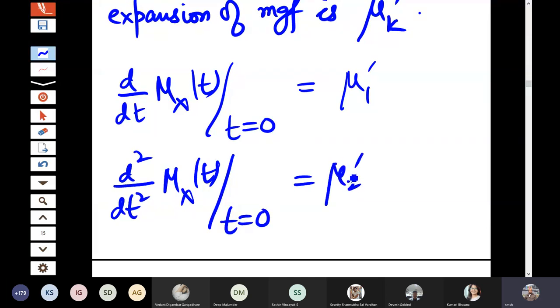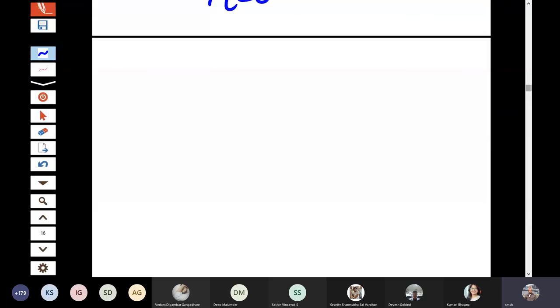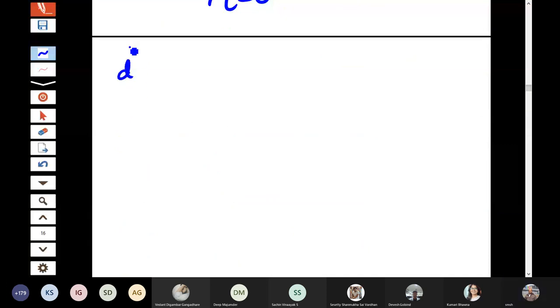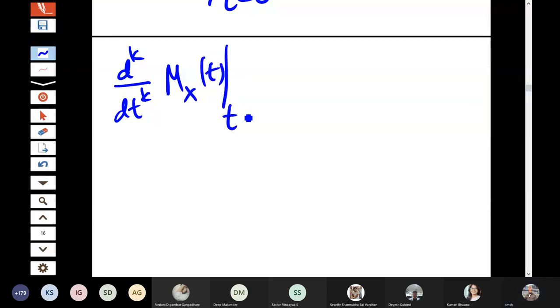So in general, if I consider the kth derivative, then I will get mu k prime. So that is why the name moment generating function is apt here. And this you can check easily for any distribution that we have done here. If you do this differentiation, you can check easily whether the answer is coming or not.